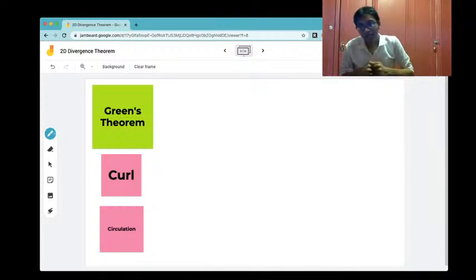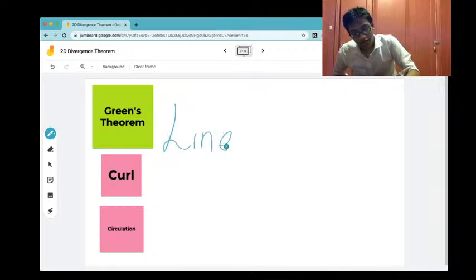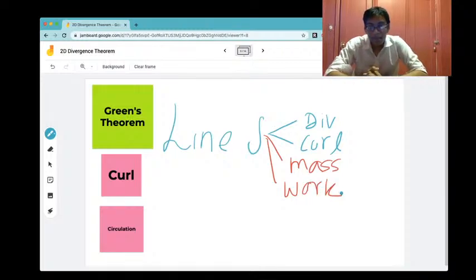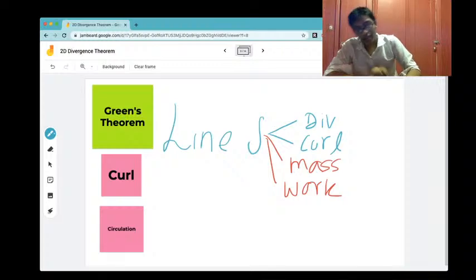curl with the line integral, right? So we just saw how the line integral connects with divergence, and now we're going to see how it connects to curl, right? And of course, yesterday we also made note of how it connected to mass and work done by a vector field on a particular object. Okay, so let's go ahead and do that. Let's understand what curl and everything is talking about.